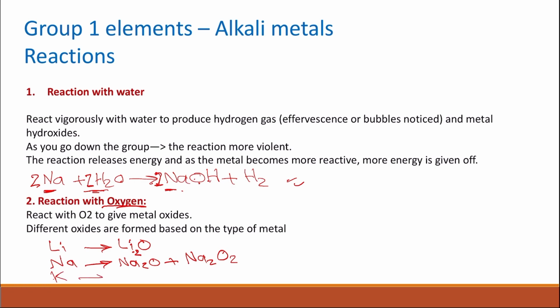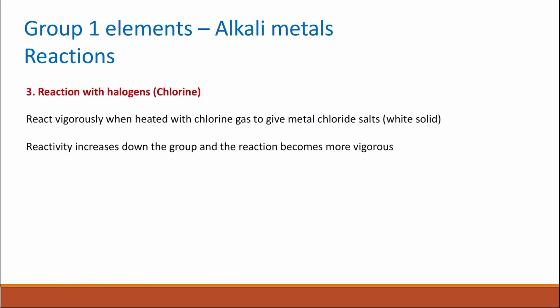Potassium as well, when it reacts with oxygen, gives a mixture of potassium oxide and potassium peroxide. So you should know the different oxides that are produced from each metal. And you should also try to balance your equation if you are asked to write the balanced equation for the reaction. The third reaction is the reaction with halogens.